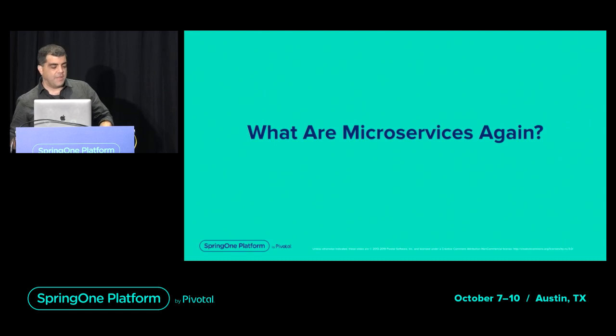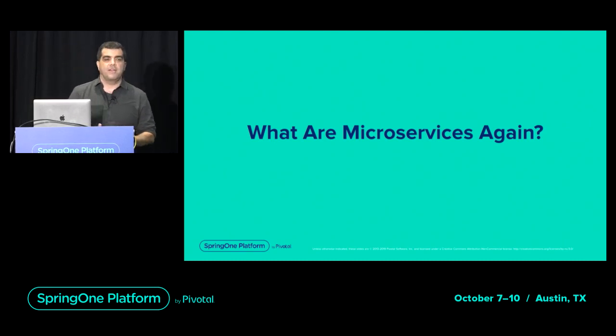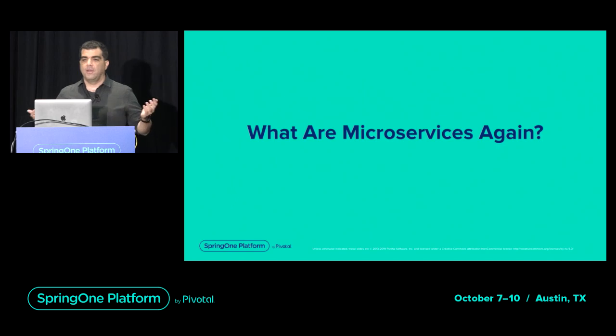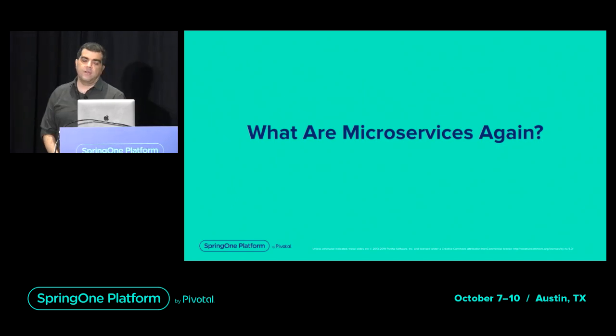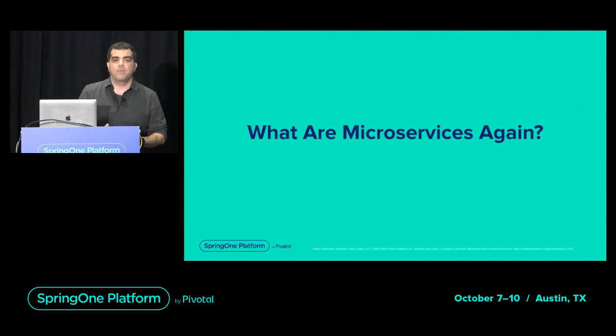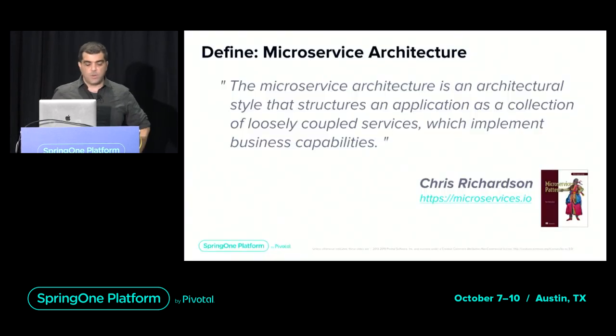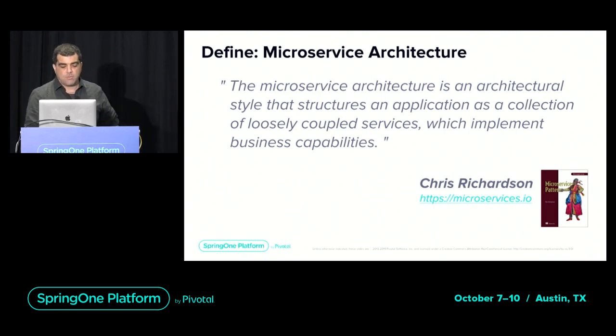So before we begin, let's try to reset and define what microservices really are, because I'm sure we all use this technology here and there. I'm sure we all have our own definitions. If you scour the web, you're going to find probably 100 different definitions. But I personally like this particular definition by Chris Richardson. He's the author of Microservices Patterns, a great book, and also the Microservices.io website. And he defines microservices as: the microservice architecture is an architectural style that structures an application as a collection of loosely coupled services which implement business capabilities.